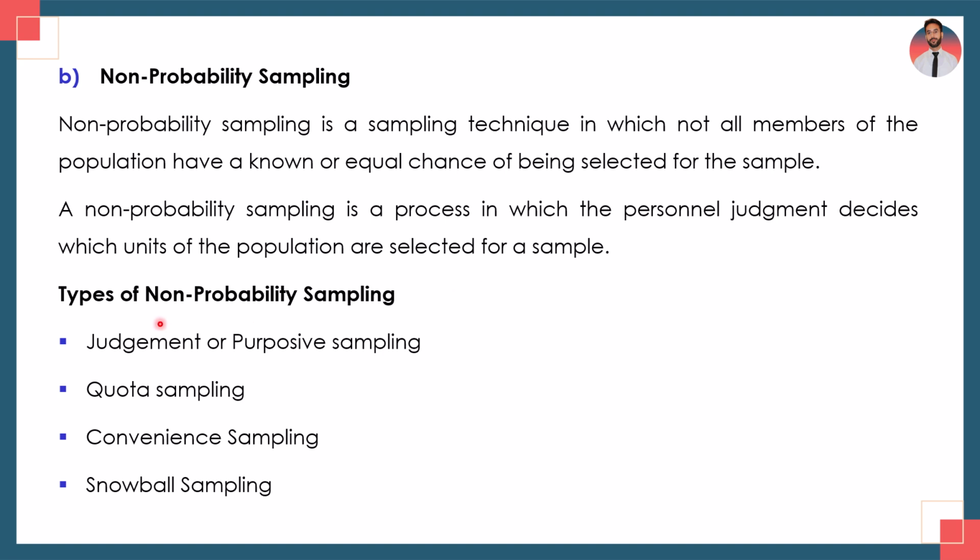The types of non-probability sampling are, first, judgment or purposive sampling, second, quota sampling, third, convenience sampling, and the last one is snowball sampling. These are the four types of non-probability sampling. Now students, I will discuss further one by one each of the non-probability sampling.